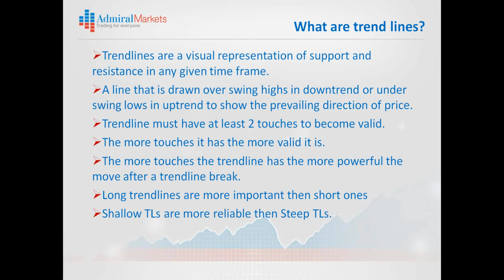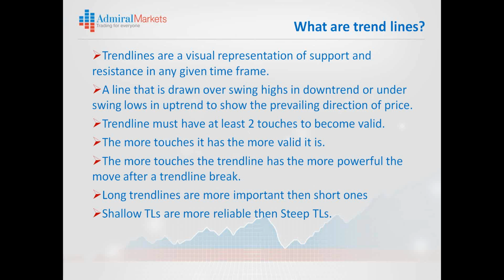So, let's start with trend lines. You probably know what trend lines are, but let's make a small resume. Trend lines are a visual representation of support and resistance in any given time frame. We can have trend lines on 1 minute all through monthly charts. Those are imagined lines, because we don't actually see them. We draw the lines of support and resistance, and they are very important when we do price action trading. If you trade using indicators, they are not so important with those kinds of systems, but if you trade price action, trend lines are of utmost importance.